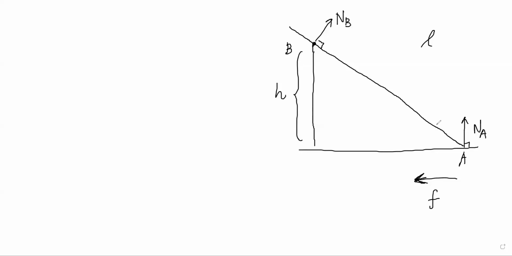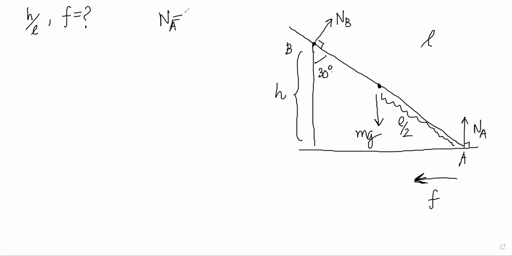The stick is resting like this against the wall and the angle that it makes with the wall is 30 degrees. And what we have to do is find H by L and find the friction force. Obviously, there is weight of the stick also. Weight of the stick will act at the midpoint. So basically, this length is L by 2. And this weight will be acting mg like this downwards, right? And the question has told us that NA is equal to NB. In terms of magnitude, the two forces are equal, right?